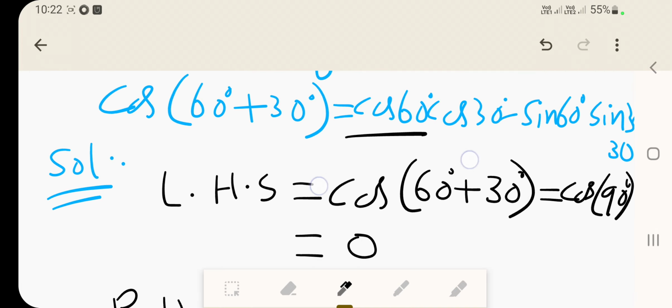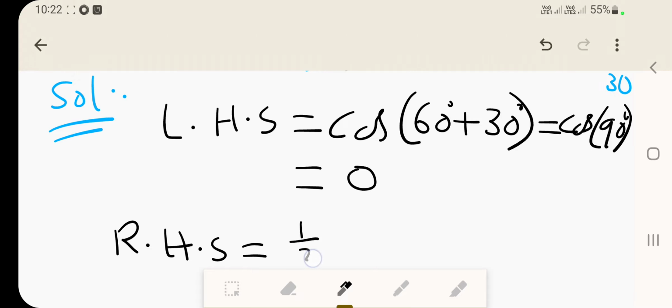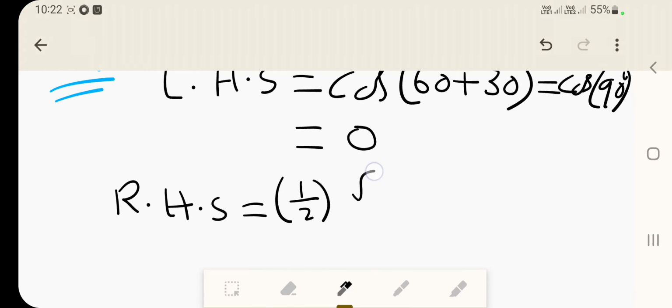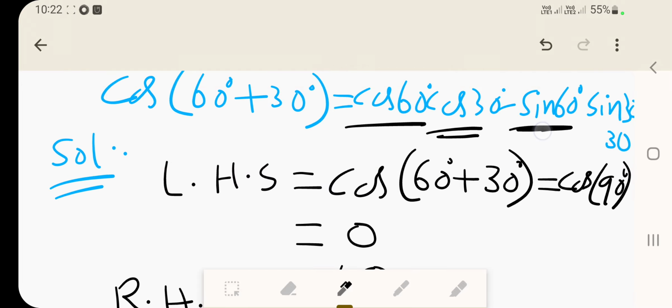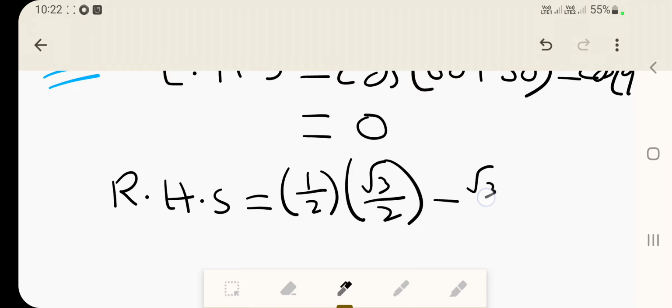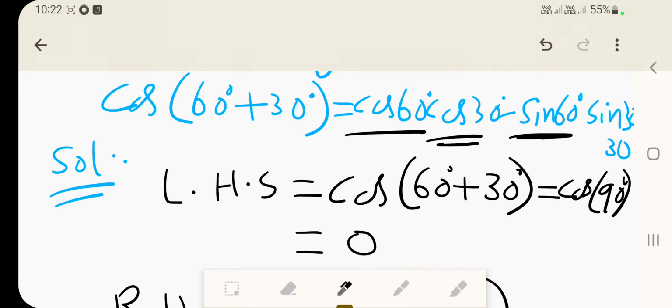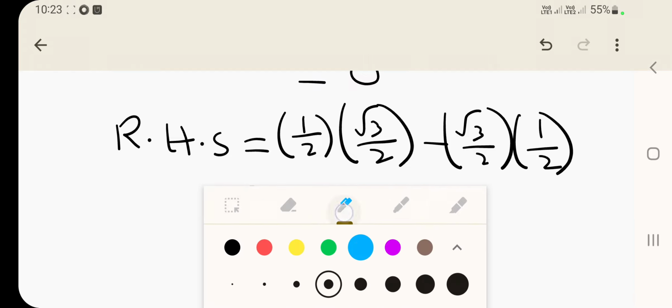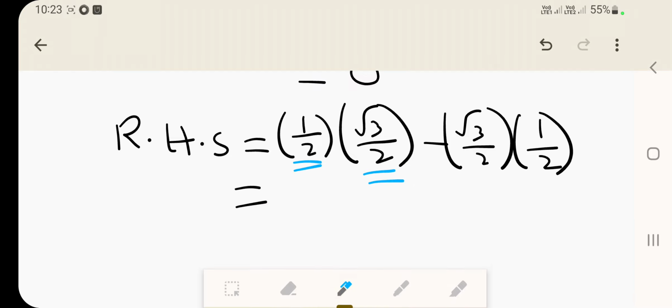Cos 60. What is cos 60? 1 by 2. Then we have cos 30. Cos 30 is root 3 by 2. Minus sin 60, how much? Root 3 by 2. Into sin 30. What is sin 30? 1 by 2. So you can see here both are the same. 1 by 2 into root 3 by 2, 1 by 2 into root 3 by 2. Both will get cancelled and we get 0.